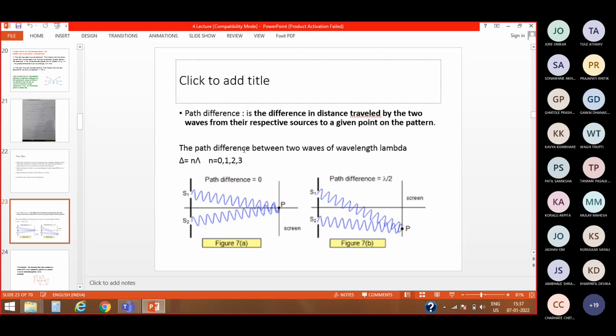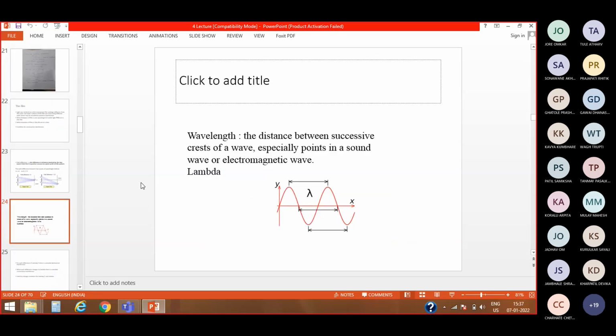The path difference between two waves of wavelength lambda is given by delta equal to n into lambda, where n is equal to 0, 1, 2, 3. Wavelength, what is meant by wavelength? The distance between successive crests of the wave.